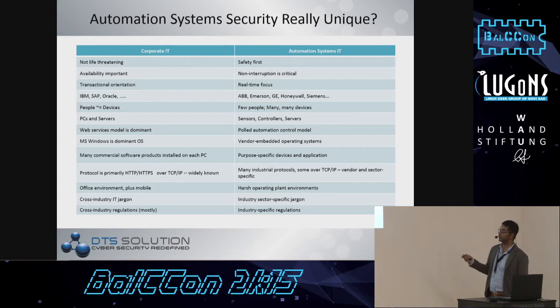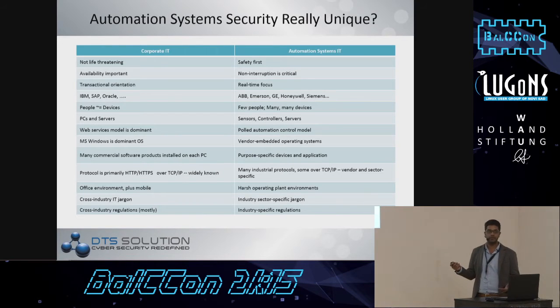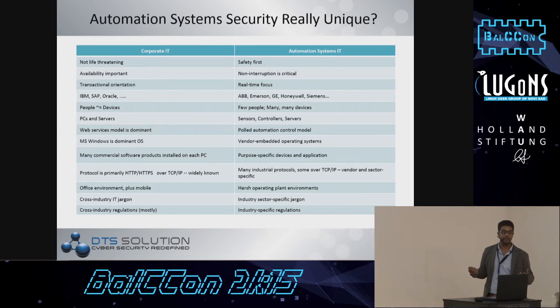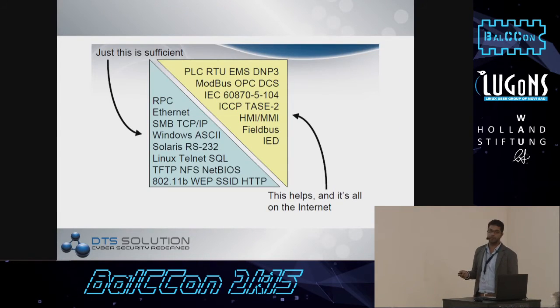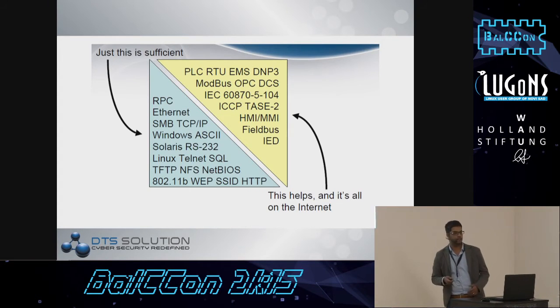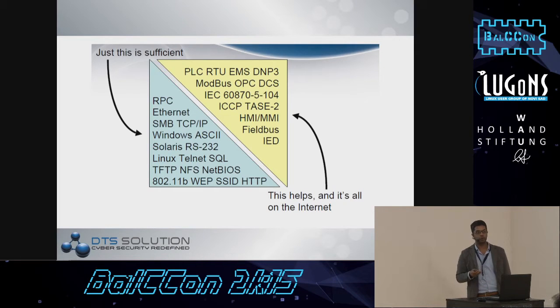But when we're talking about SCADA, it's very different. It's no longer Microsoft. We're talking about ABB, Emerson, GE, Honeywell, Siemens. These are manufacturers of control system devices. And also when we're talking about protocols, most of the legacy SCADA systems have migrated from RS-232 into TCP/IP, but they're using specific industrial control protocols. And what are these? So there are things like Modbus, OPC, IEC, right? The 608 protocols, HMI, Fieldbus, BACnet, DNP3. These are all industrial control protocols.